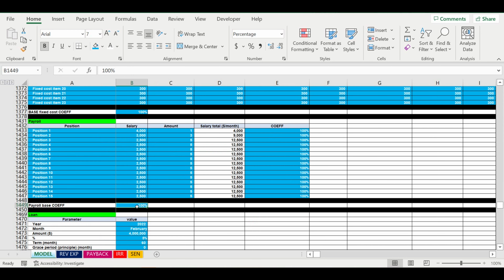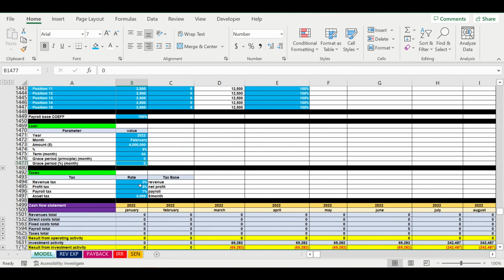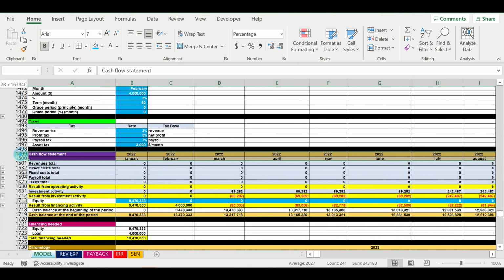Then we can add a loan to our project. We can specify the year when we take it, the month when we take it, the amount of the loan, the interest rate, the term of the loan, and the grace period for principal payments and for interest payments. Then we specify the rates of taxes, and finally we have the cash flow statement, where we gather all the revenues, direct costs, fixed costs, and payroll. We can press plus and see the detailed expenses.